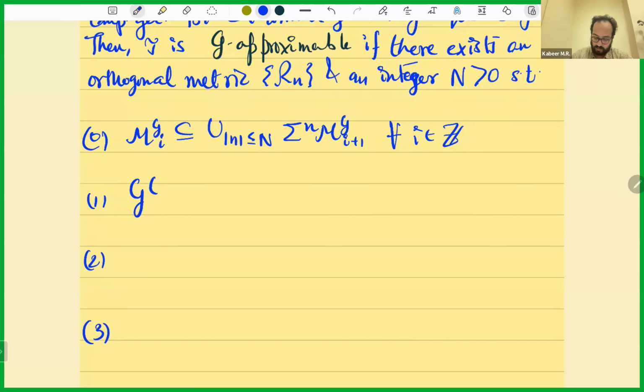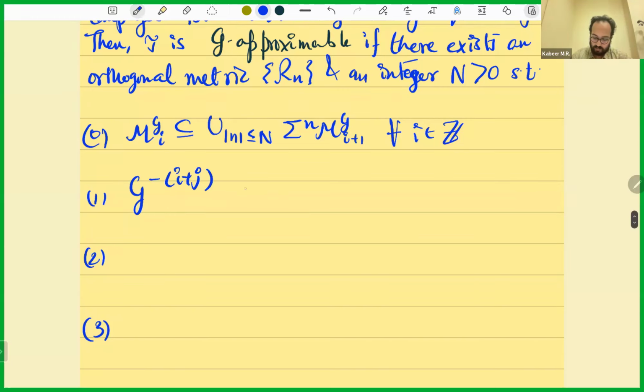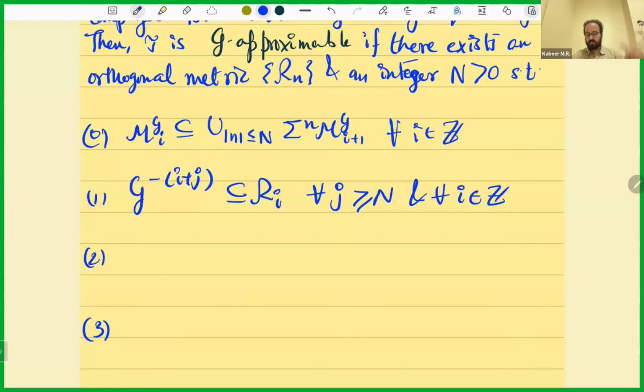So here is condition one. This is contained in R_i for all j greater than or equal to n, and for all i in Z. So this is analogous to the first condition of the suspension of approximability and co-approximability. You might remember the first condition of approximability is about the shift of the generator being contained in the aisle, and the first condition of co-approximability being that the shift of the generator lies in the coaisle. So this is essentially the same condition.